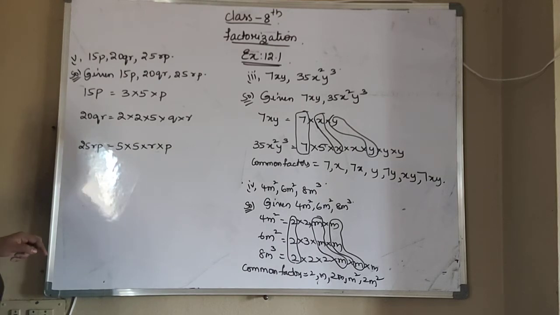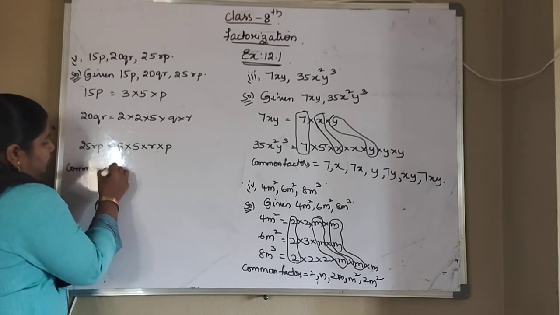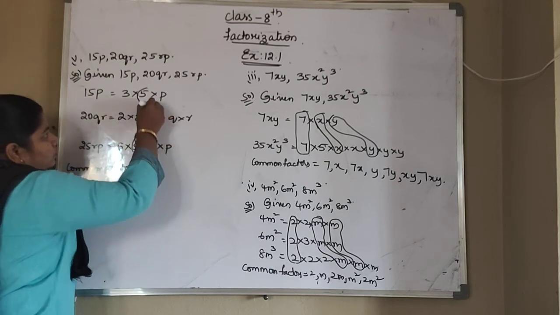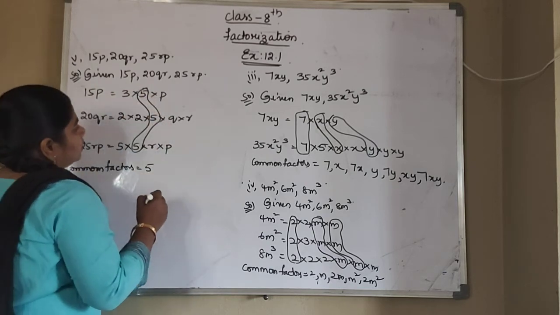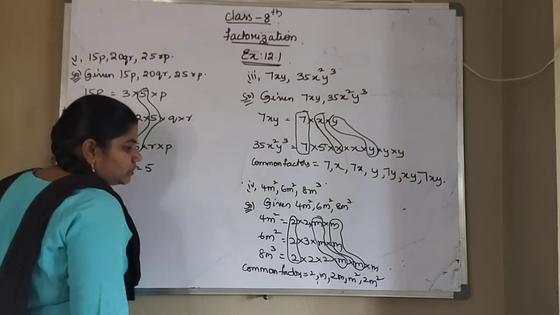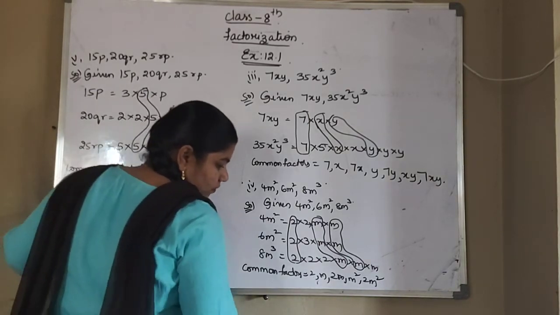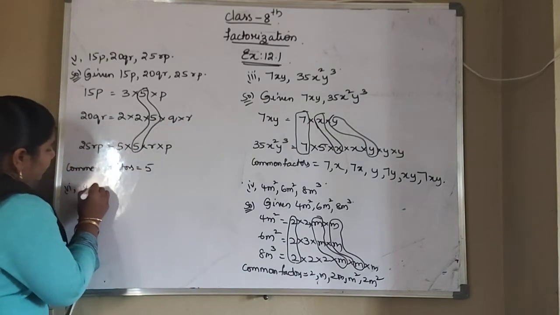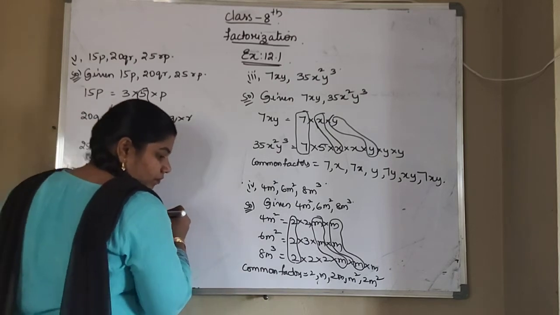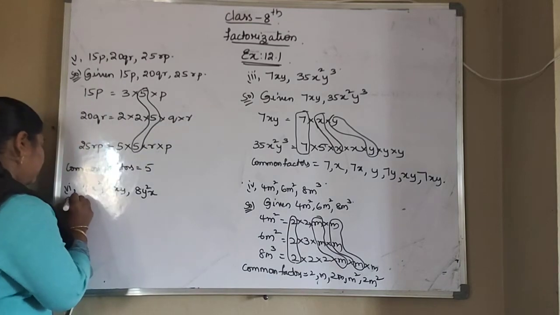What are the common factors here? There are no other common factors, only common factor is 5 here. Next, sixth one, 4x square, 6xy, 8y square x. What are the common factors we will see?